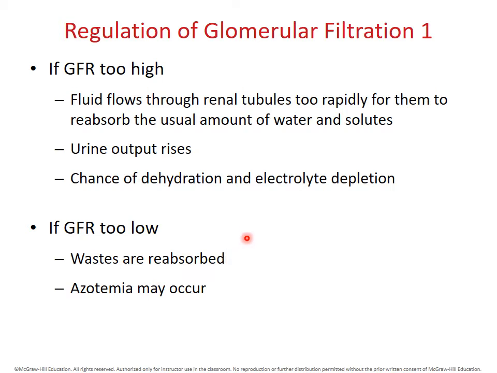If the glomerular filtration rate is too low, then we are not filtering enough materials out of the filtrate to begin with, and so some wastes that normally might get filtered remain in the blood. And then because flow through the tubules is commensurately slow instead of fast, we actually start reabsorbing wastes that we normally wouldn't want to reabsorb. And so this generally results in azotemia, which, remember, is a higher than normal level of nitrogenous wastes in the bloodstream. So it is problematic either way if the glomerular filtration rate gets too high or too low, and so clearly we have to have mechanisms for regulating it.